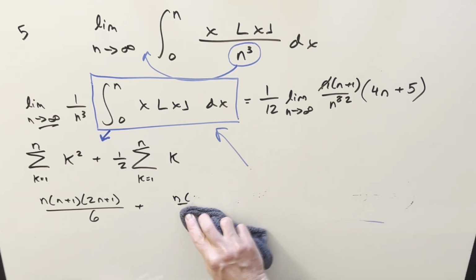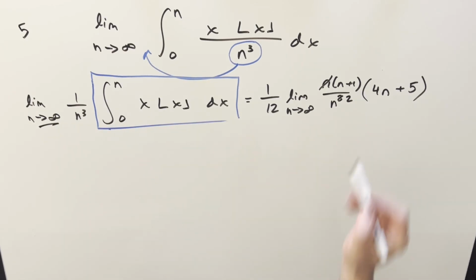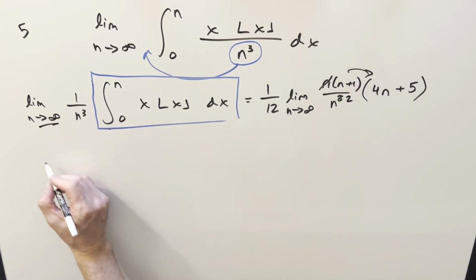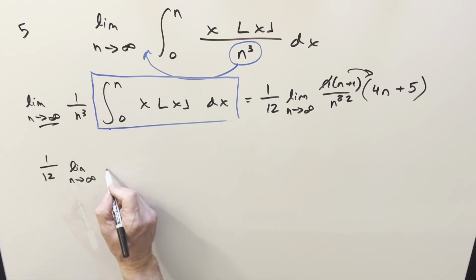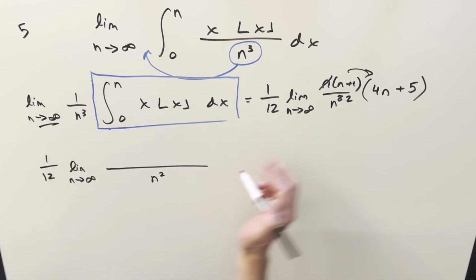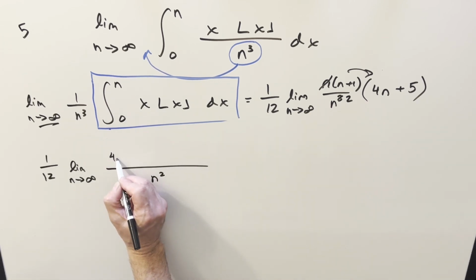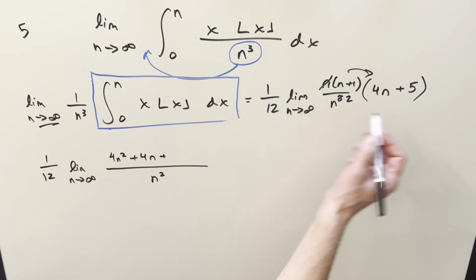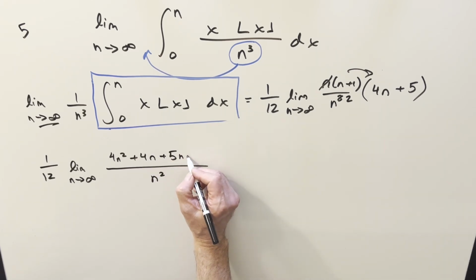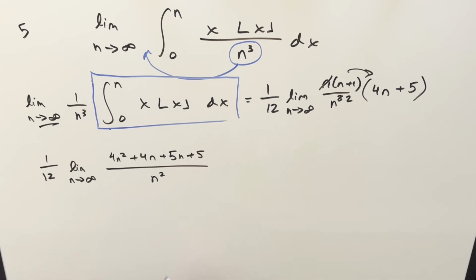I'll get rid of all this stuff that we don't need. And then let's distribute this all out and simplify. So we're going to have 1 over 12 times our limit. Then this is going to all be over n squared. Distributing this out, we're going to have 4n squared plus 4n plus 5 times n plus 5 times 1, which is just a 5. But now all that we've got left is an easy limit to do.